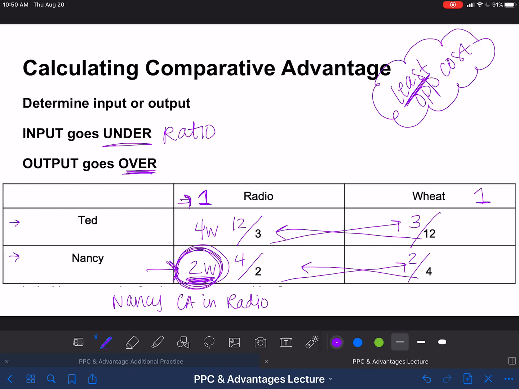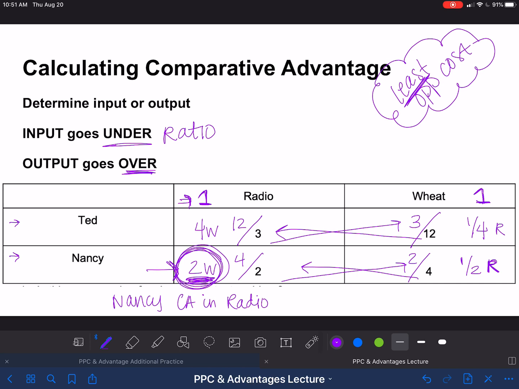Put a 1 over here. So 1 wheat costs Ted a fourth of a radio. And then 1 wheat will cost Nancy half of a radio. So who's giving up the least amount of radios to make 1 wheat? Is it Ted who's giving up a fourth of a radio? Or is it Nancy who's giving up half of a radio?